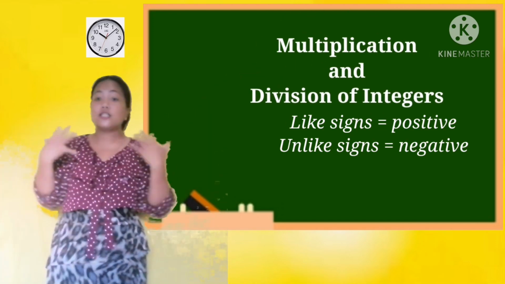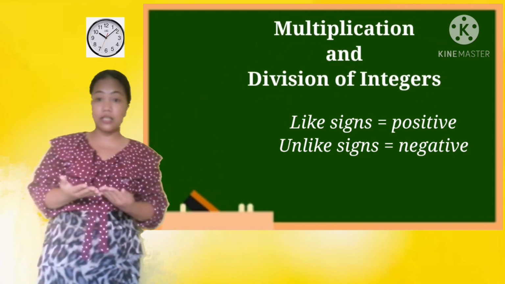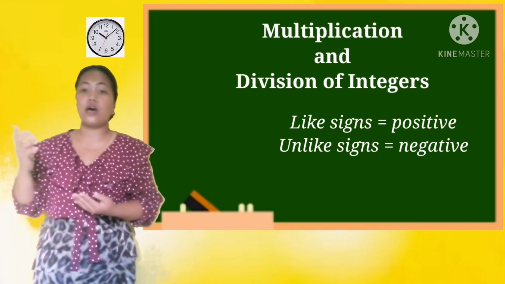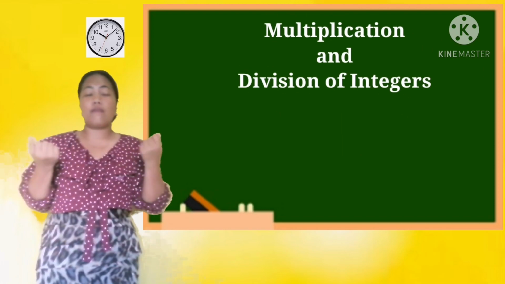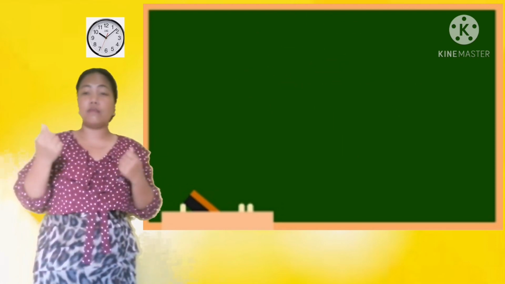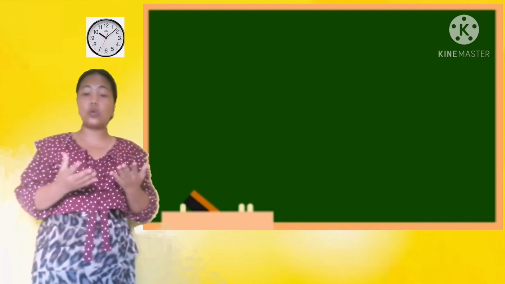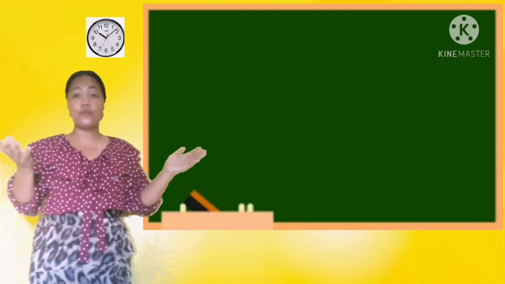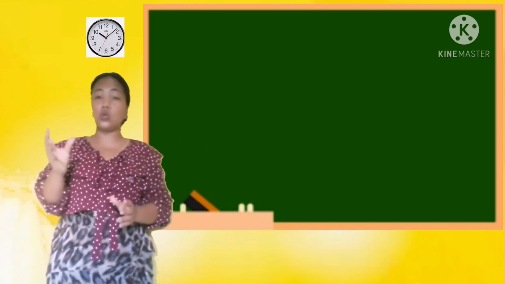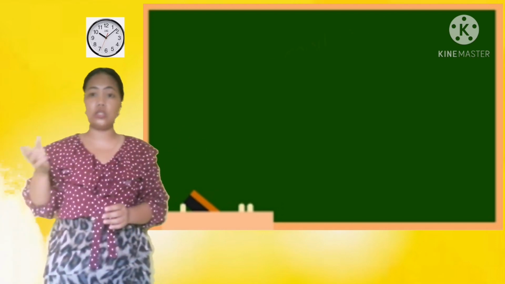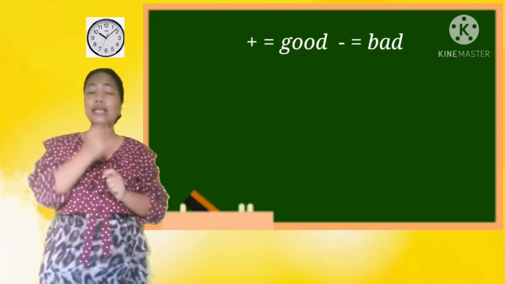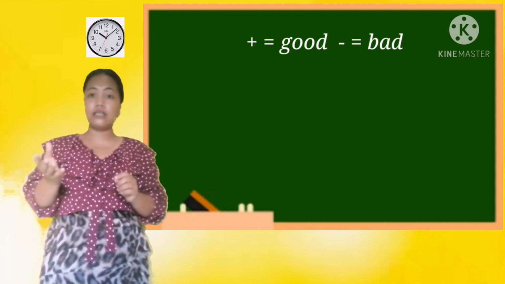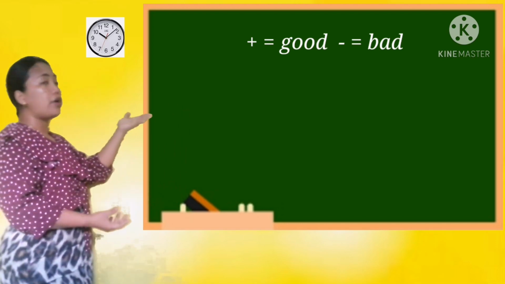So many students are faced with the challenge of remembering the above rules of multiplying integers. So we have a scenario to help you. In this scenario, the positive sign we will denote as good, while the negative sign we will symbolize as bad. Let's take a look at this mnemonic.